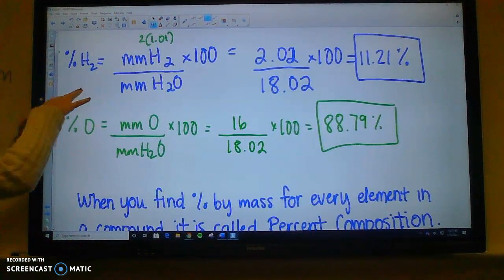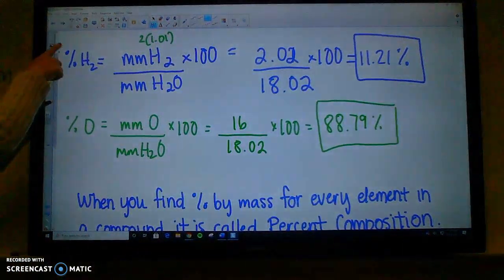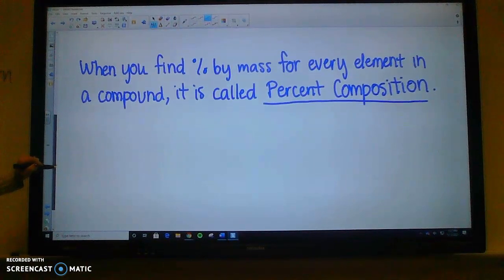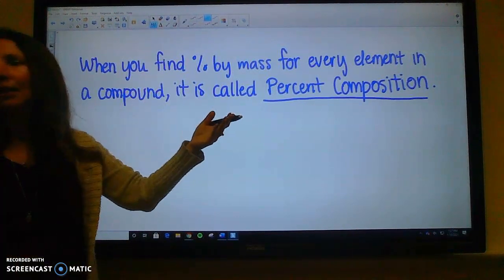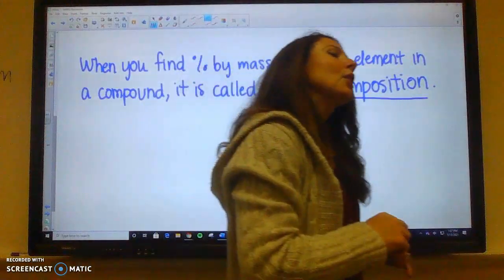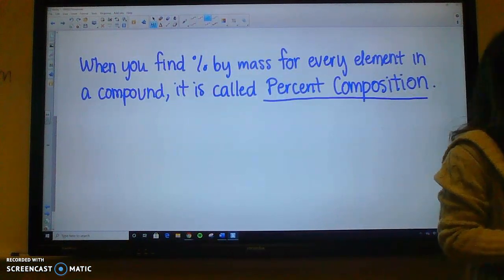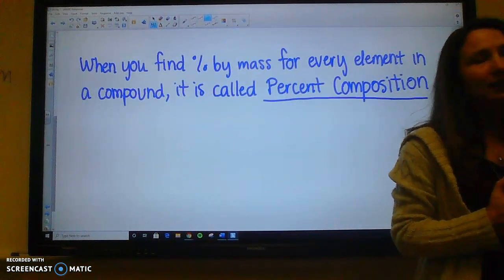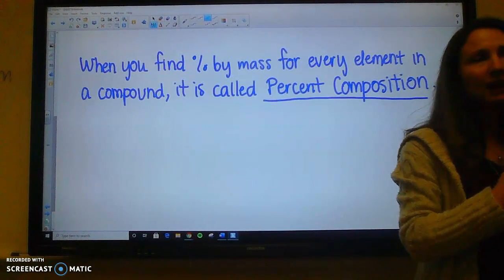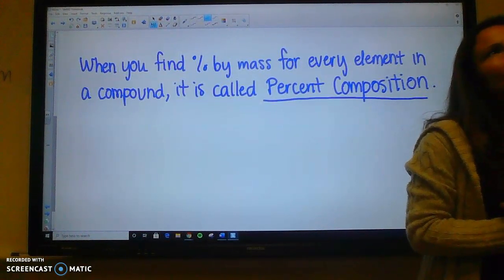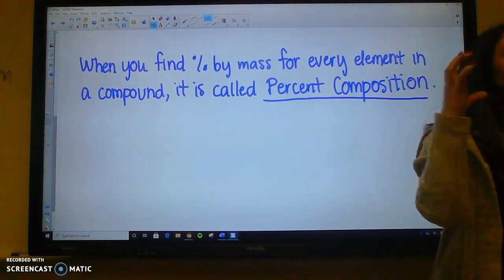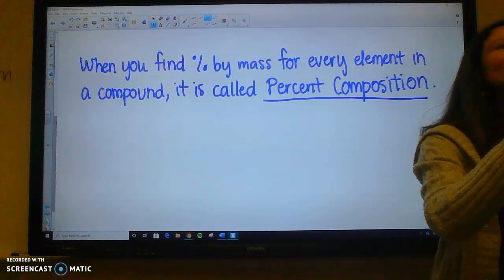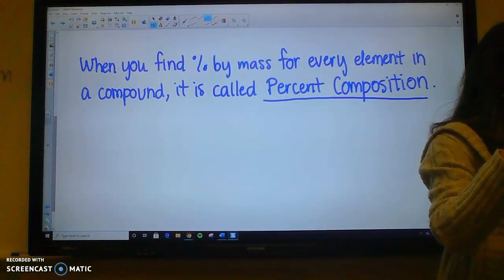Okay, so in water, we have hydrogen and oxygen. We found the percentage of both of them. So if you find the percent by mass of every element in a chemical formula, then that is called percent composition. Okay? So percent by mass is not going to be a huge component on your test. Just know how to do that. And what we're going to learn and spend the most time on is taking the percent composition given, those percentages, and then trying to figure out what the chemical formula is.